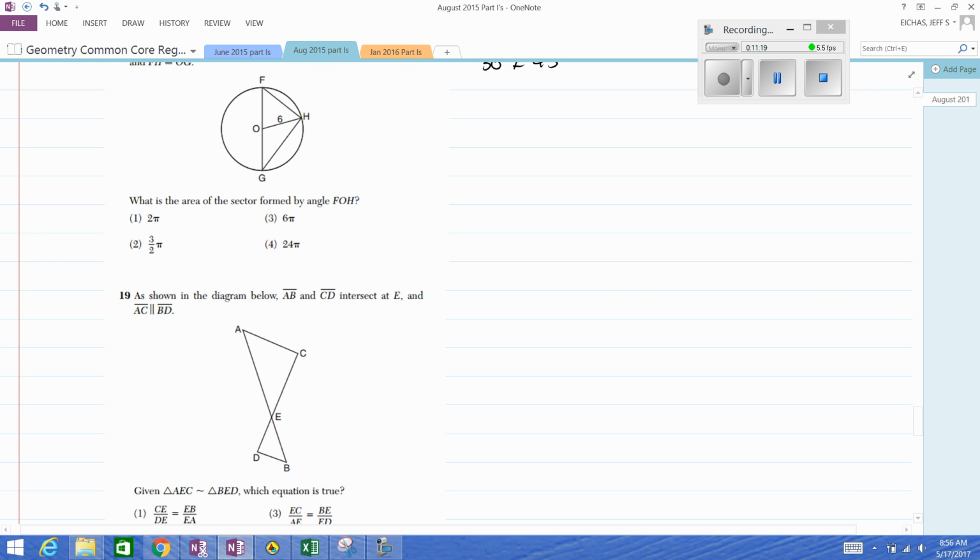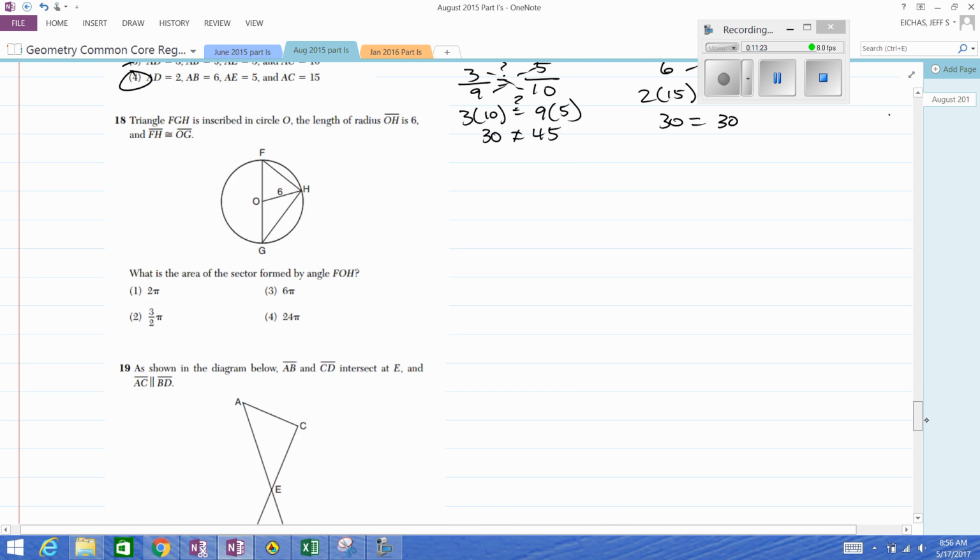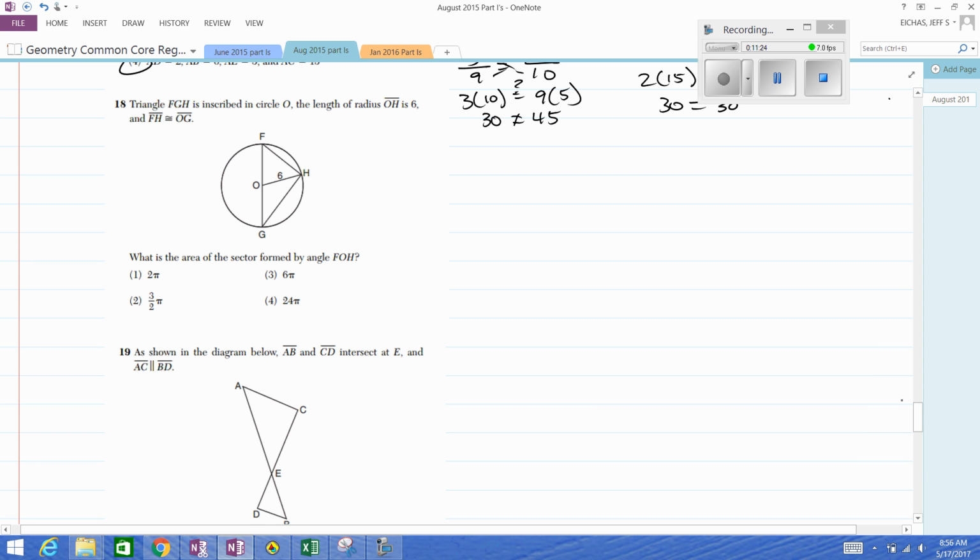All right, number 18. Oops, went too far. All right, inscribed. A triangle is inscribed in a circle. Circle O identifies that that's the center. We name circles by their center. So that tells us FG is a diameter because it passes through the center. That's important to know. And FH is the same as OG.